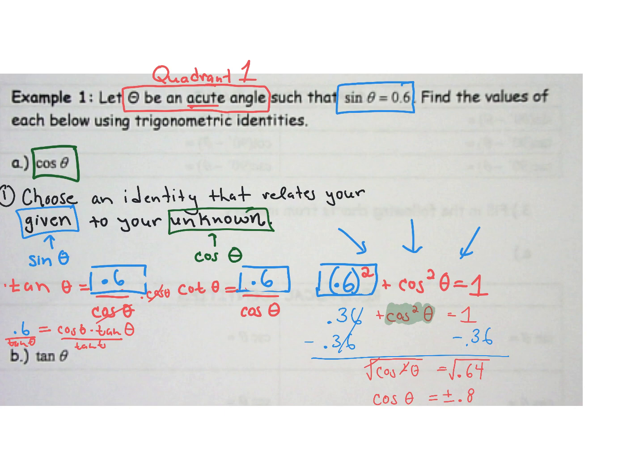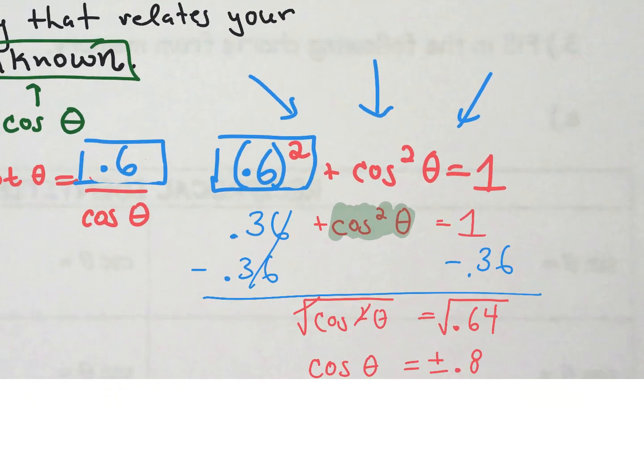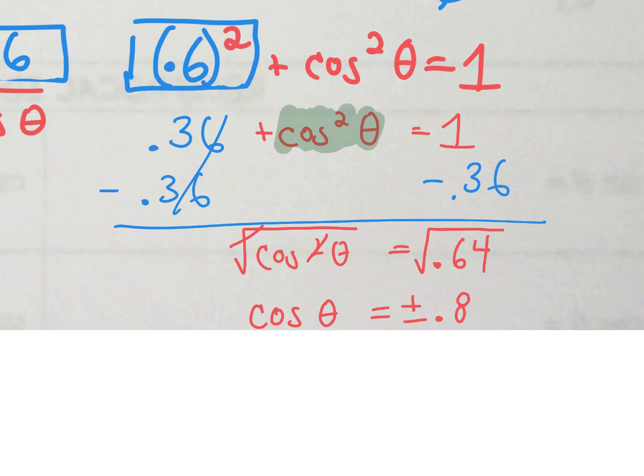What do you think, Vera? It is positive, yeah. So we're just going to get rid of that last part. The only possible option for cosine is that it's positive 0.8. So you used an identity to find a trig function value. That is the goal of our lesson today. So the answer to part A is 0.8.